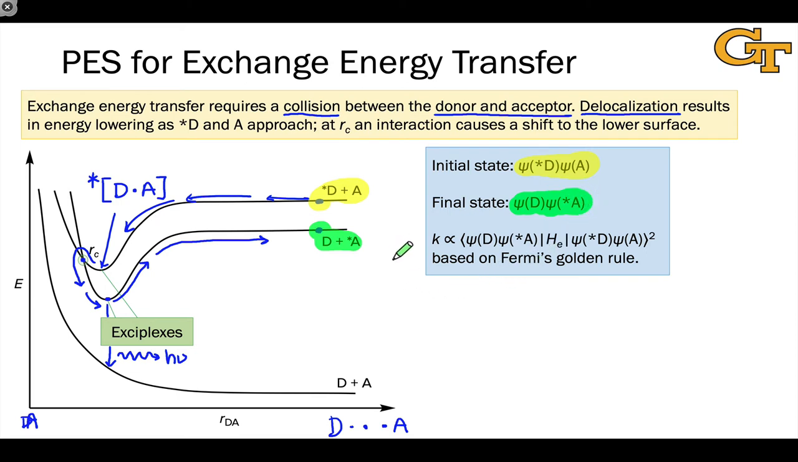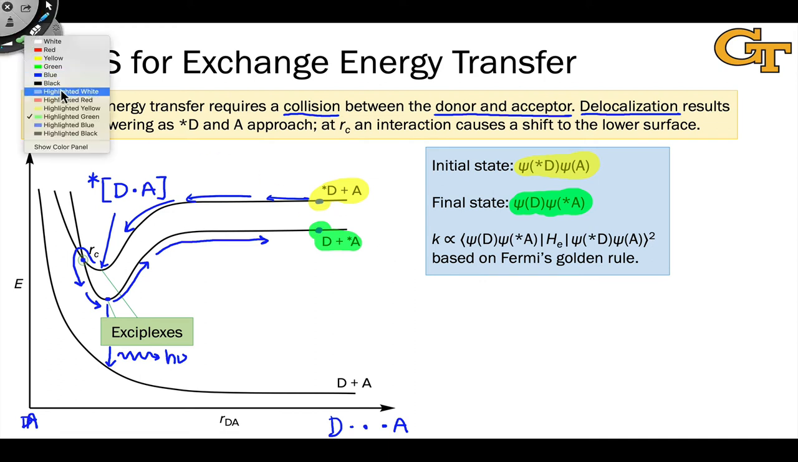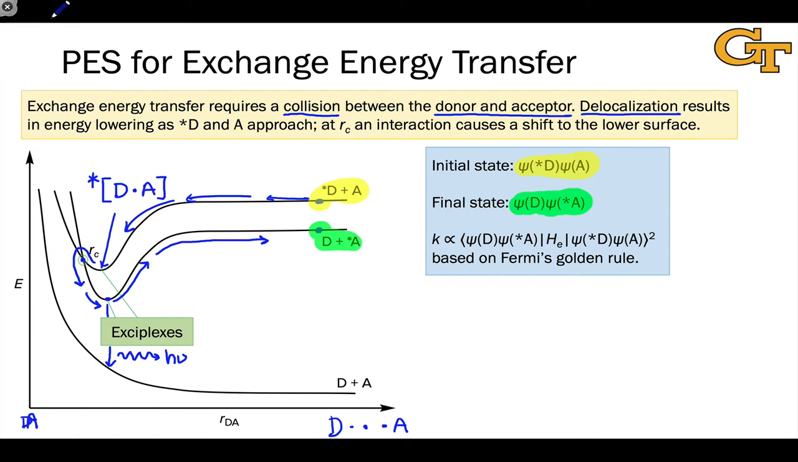Using Fermi's golden rule, we can get a sense of the rate of this transition via its quantum mechanical likelihood or probability. So k is proportional to the square of the matrix element associated with this initial and final state of the Hamiltonian that provides the mechanism for the energy transfer process. And that Hamiltonian is associated with that exchange of electrons in the orbitals that we just saw.